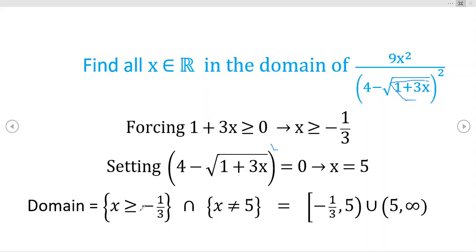So now, this notation I'm using here is slightly an abuse. I'm trying to indicate that we are dealing with sets. So it's the set of all x that are greater than or equal to minus 1/3. It's understood we're talking about real numbers, all right?